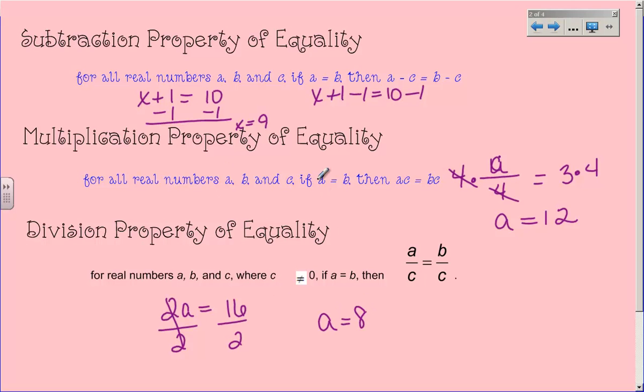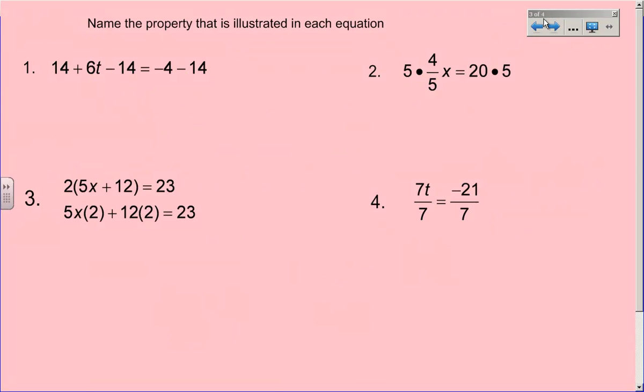So these are just the properties that give me permission to do the things that I do whenever I solve equations. I can add a number to both sides, or subtract it, or multiply it, or divide it, depending on what's happening. As long as I always do the same thing to both sides, I'm using that property and it's okay. And so now let's just see some examples of these properties being used. So number 1 through 4, all we're going to do is just name the property that's being illustrated.